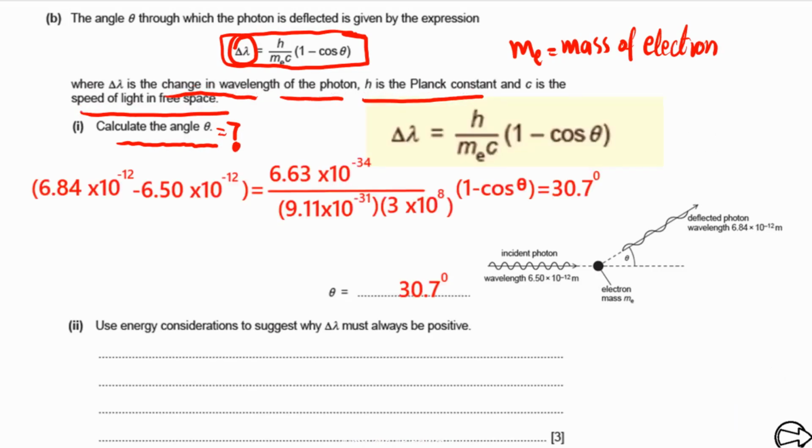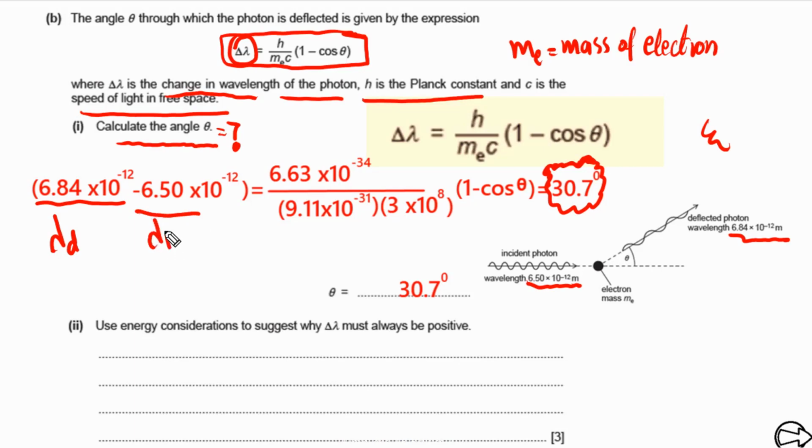So here you can see I have already done these calculations, and after calculations I have found this is our final value of theta. And this lambda is actually lambda of deflected photon, and here is lambda of incident photon. If we plug in values, we will get our final answer, and this is the value of theta.